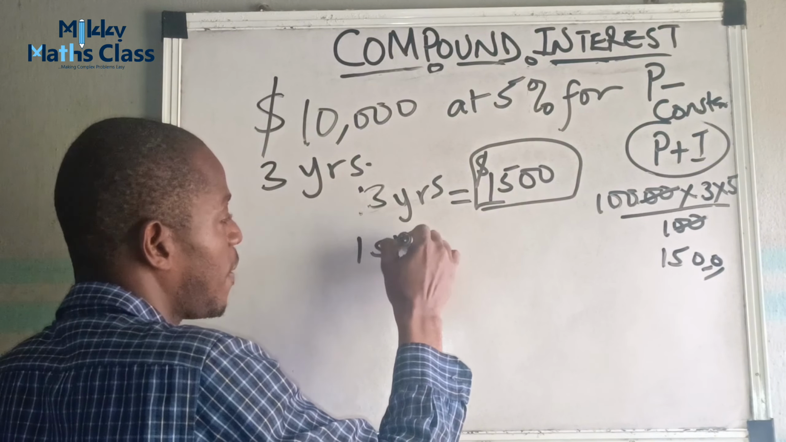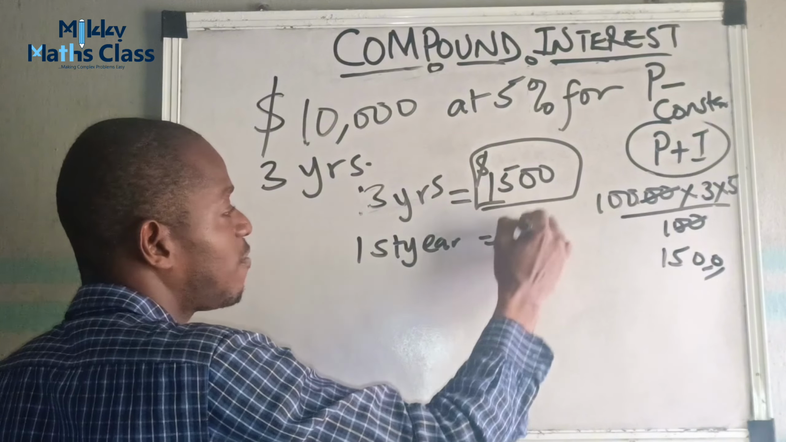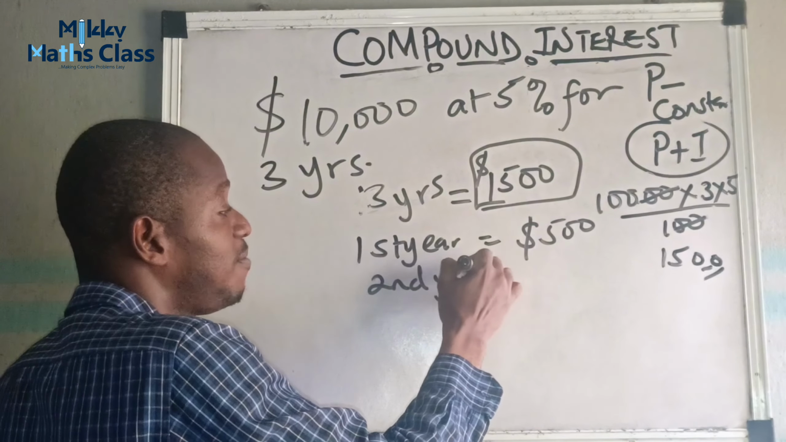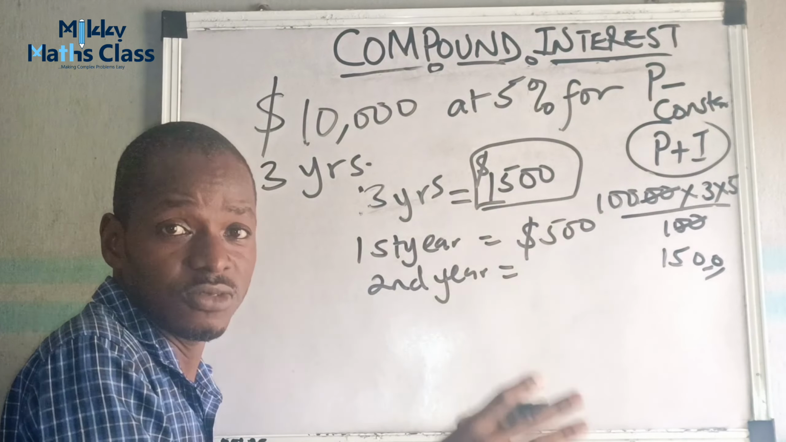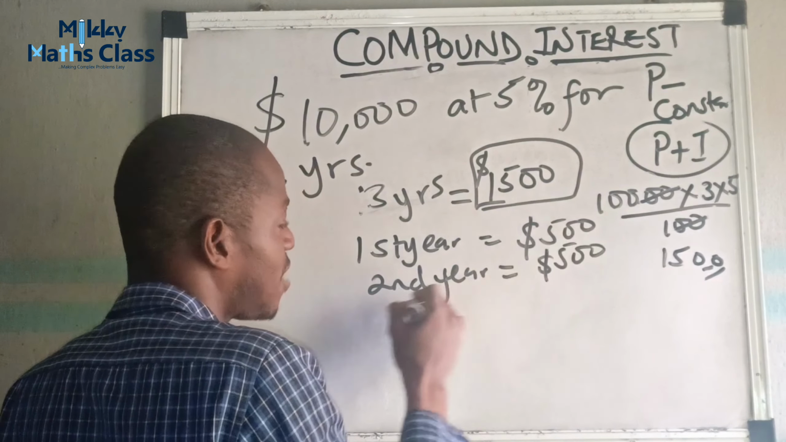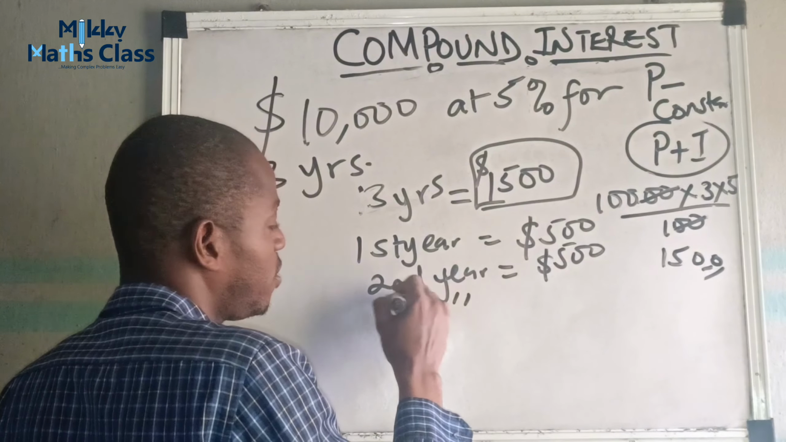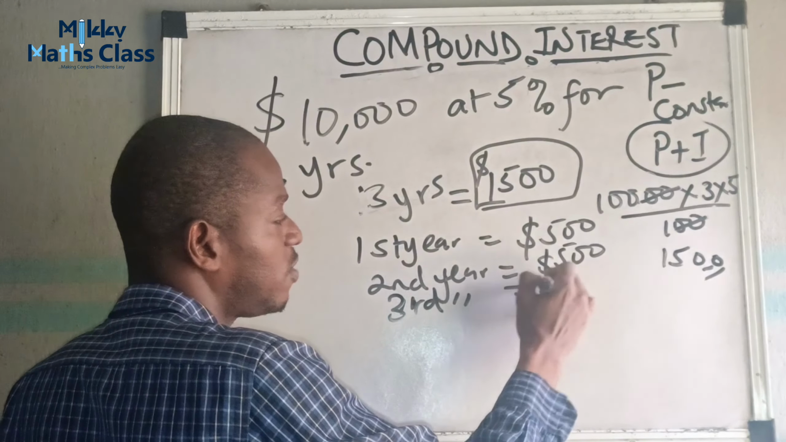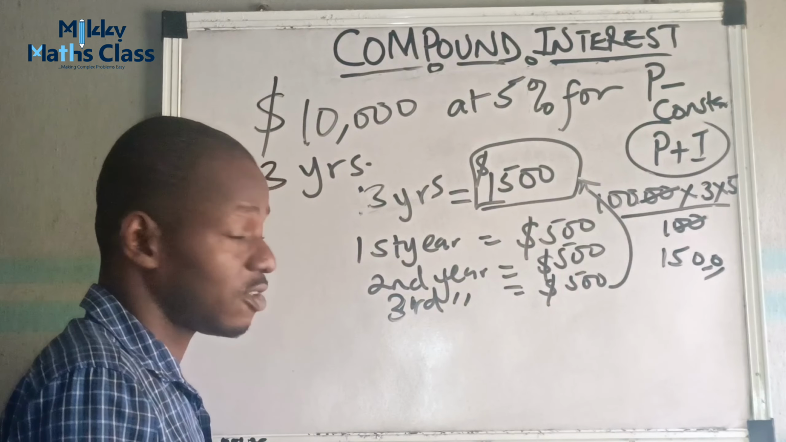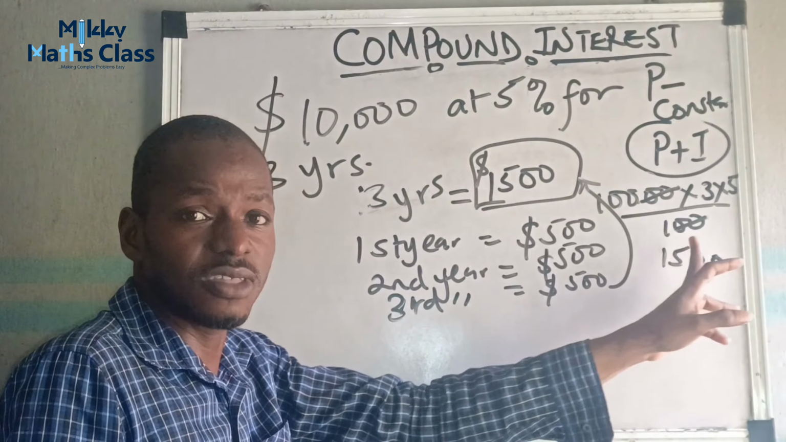Now, 5% of this $10,000 is $500. So for the first year it is $500. The second year, the interest remains the same. It doesn't change. That's the difference between compound interest and simple interest. It will also be $500, and the third year will be $500 also. That's what amounted to $1,500, which I computed using this formula.